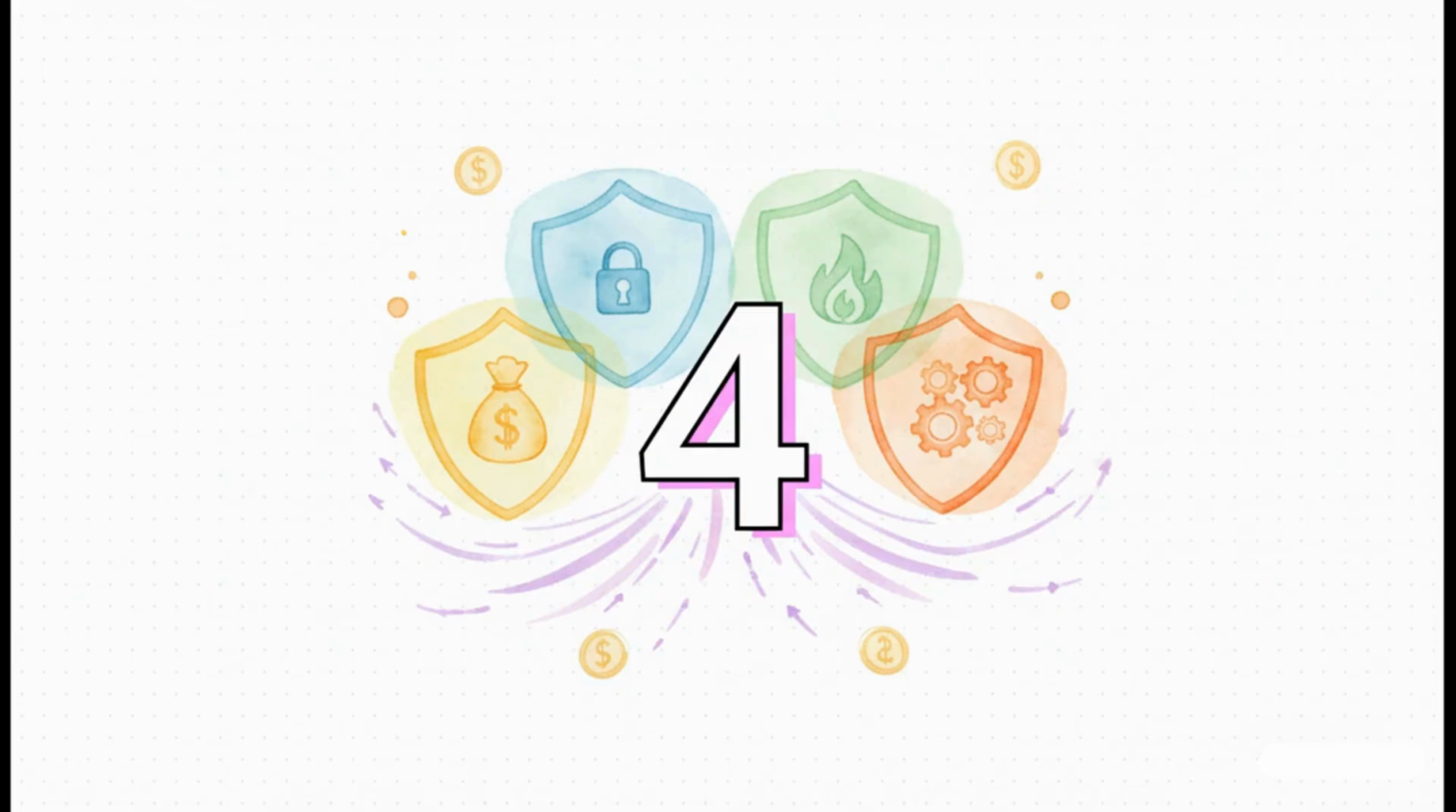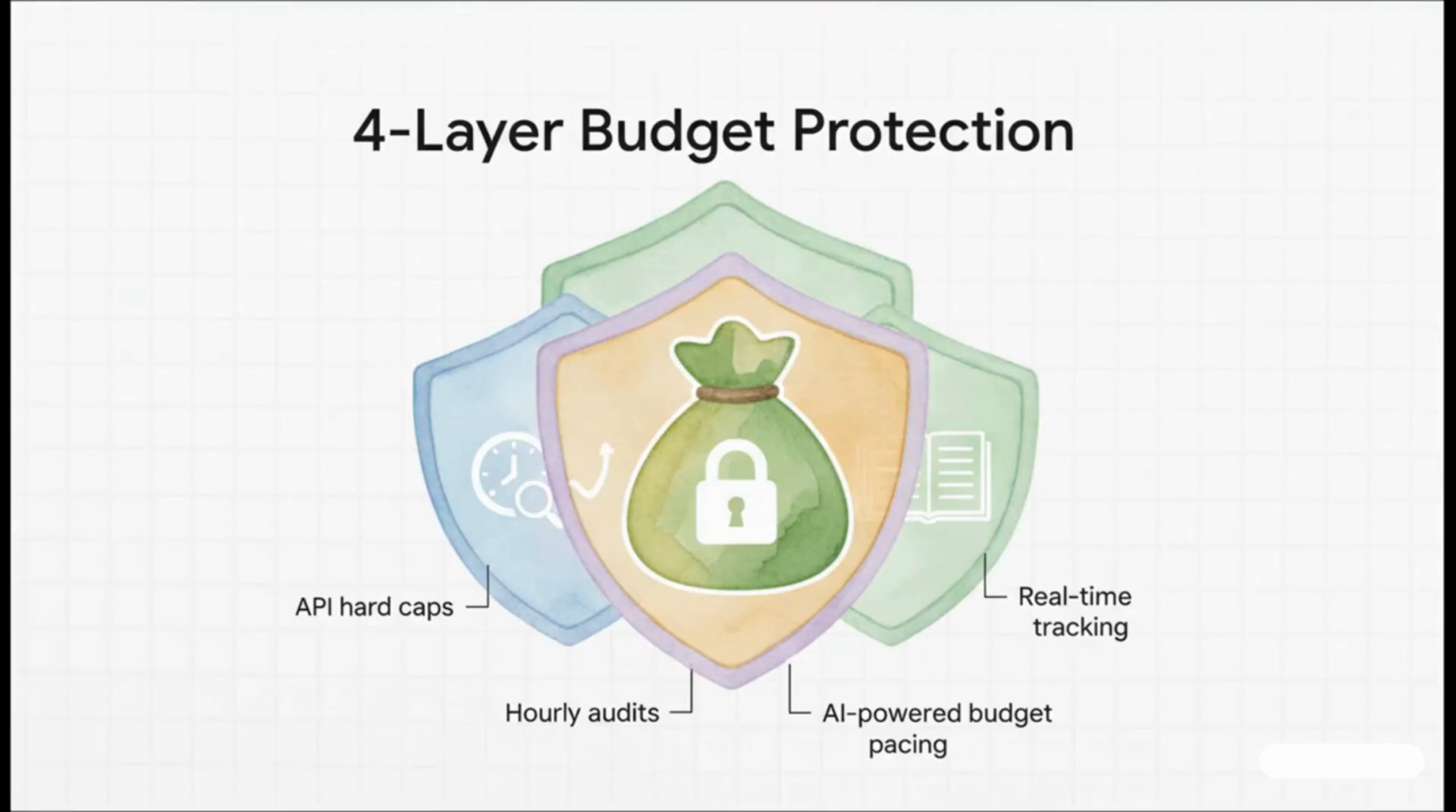It all comes down to this number, 4. There are 4 different layers of security, all working together to protect your budget at all times. And here they are. First, you've got hard caps that are set directly with Google. This makes it physically impossible to overspend. Then, the system does hourly audits just to double-check the spending.